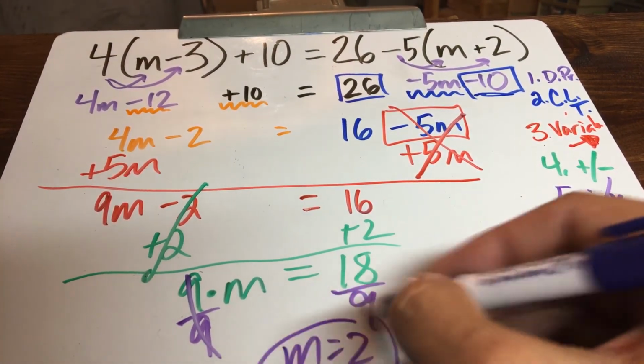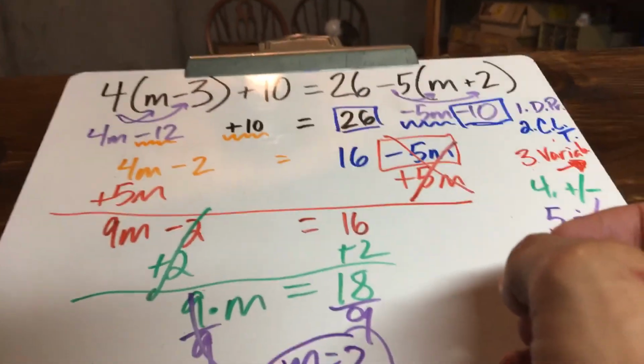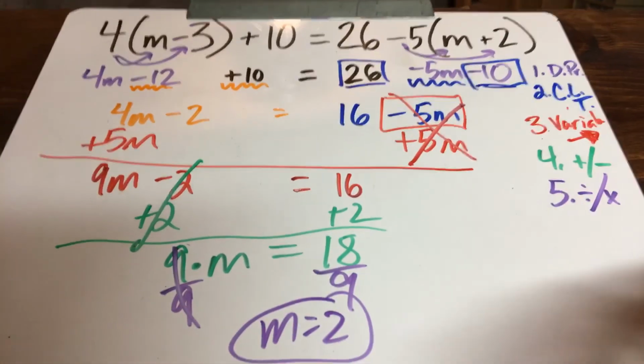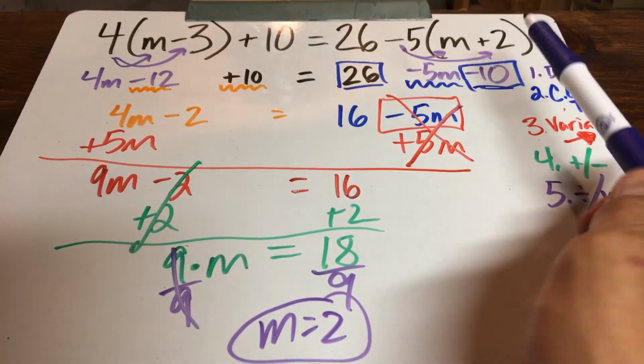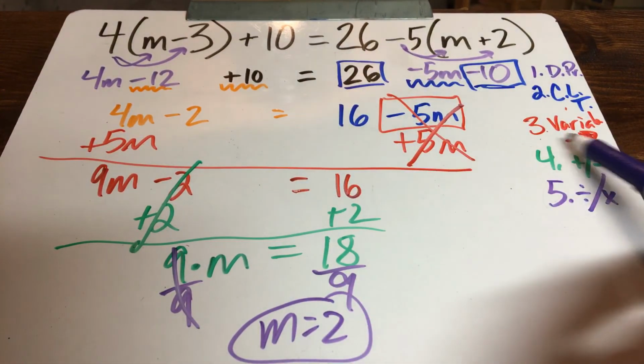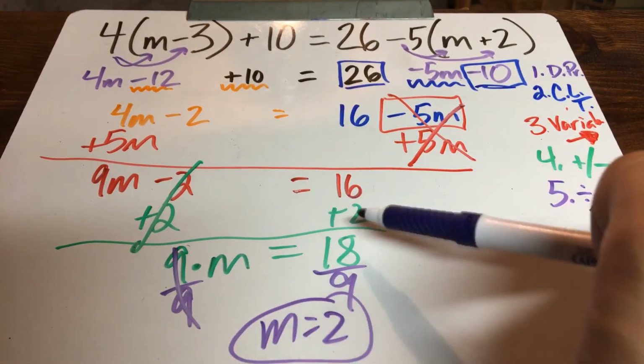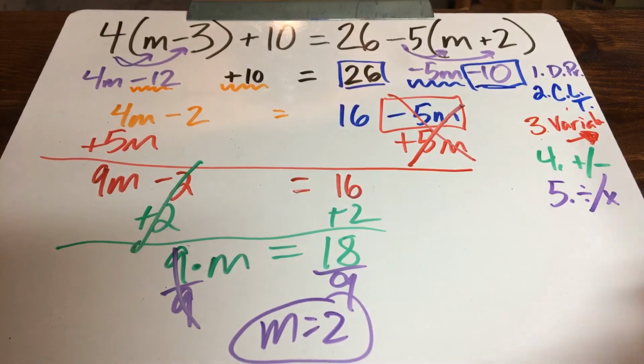Whew, that's a lot of work for one problem, isn't it? We did 5 different steps. We distributed. We did combine like terms. We did undo the variable on the right-hand side. Then we did add or subtract on both sides. And finally, we did multiply or divide on both sides.